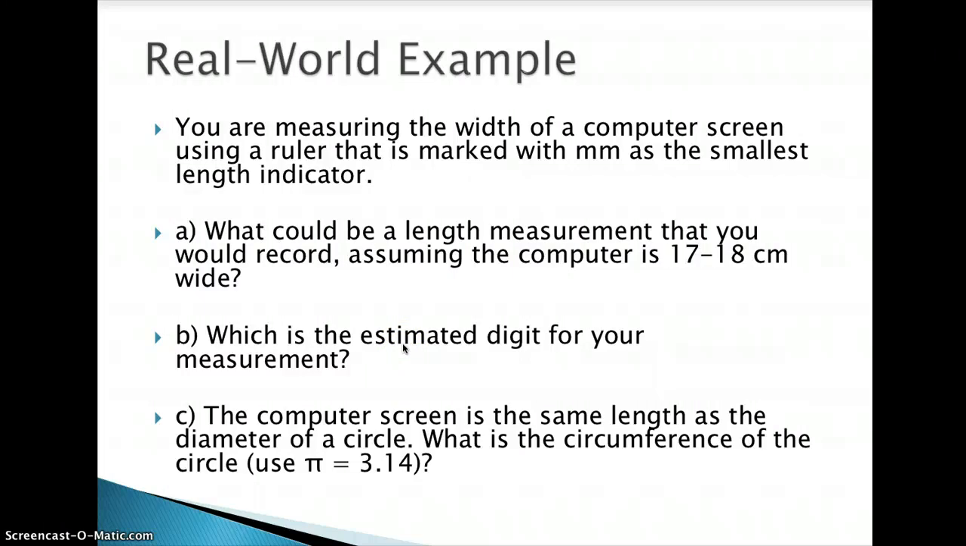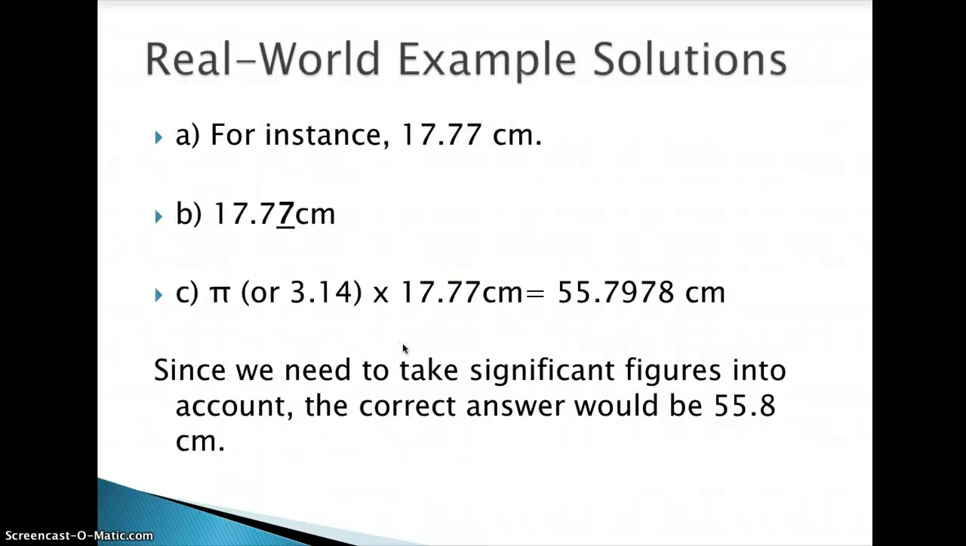Use pi equals 3.14. Now we're going to use the same formula as we did before: pi times diameter equals circumference. In this case, the diameter is 17.77 centimeters. So we're going to multiply 17.77 centimeters times 3.14 to get 55.7978 centimeters. You can punch that into your calculator and you'll get the same answer. But as we know, since we need to take significant figures into account, the correct answer would be 55.8 centimeters.